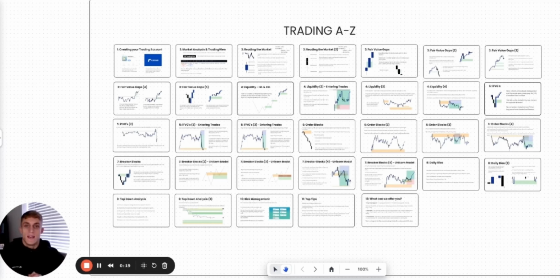So this is trading A to Z. The idea is that you can go from having zero experience, you don't know how to do market analysis, you've never been on the charts before, and by the end, you can do all the market analysis, you've got a trading account set up, and you're ready to place your own trades.